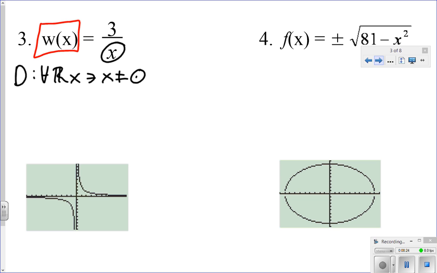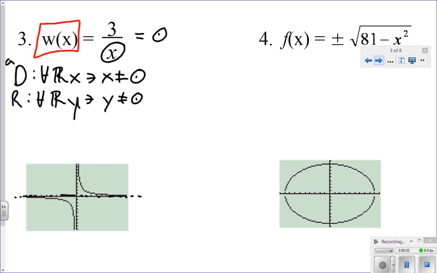Okay, my range. Because x can't be equal to 0, I can't have this entire function be equal to 0. So notice on my graph, I don't have a y value. I have an asymptote here where my y value cannot be 0, because there's no way that I can let this function be equal to 0. So my range is for all real y's such that y can't be equal to 0.